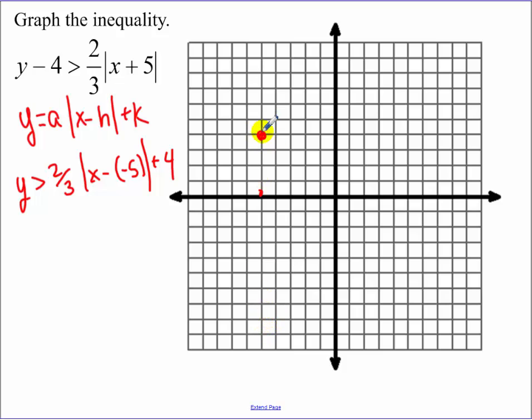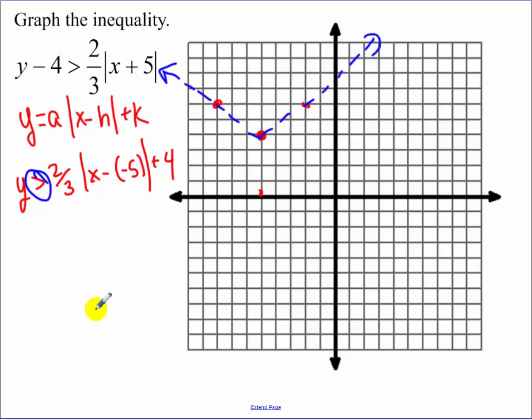That's my vertex. My slope is 2/3, so I go up 2, over 3, up 2, left 3, left and right 3. Now be careful, dashed. It's a dashed line.